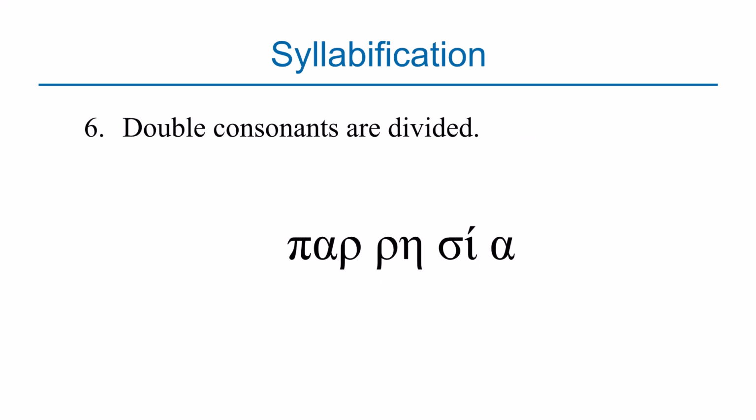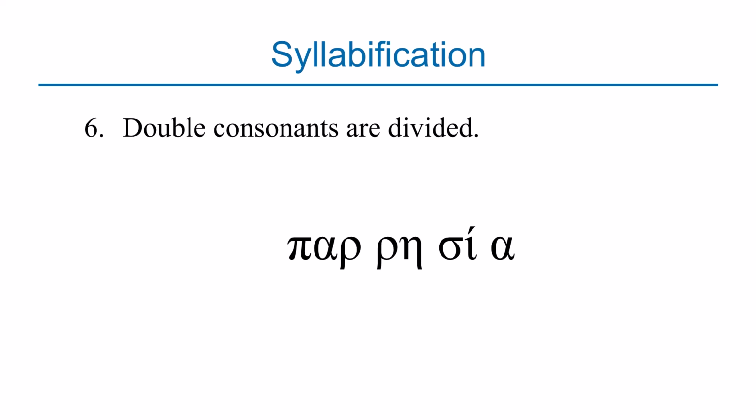Let's move to rule number 6. Rule number 6 says double consonants are divided. Double consonants are divided. Let's look at the example given. We have the word paresia. Paresia. What do we mean by double consonants?